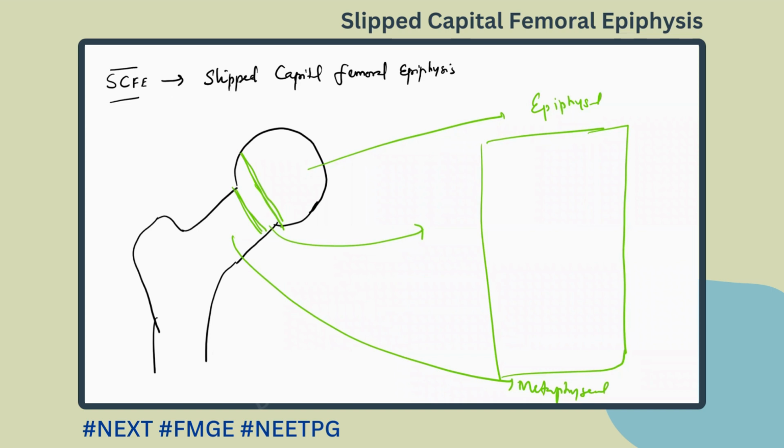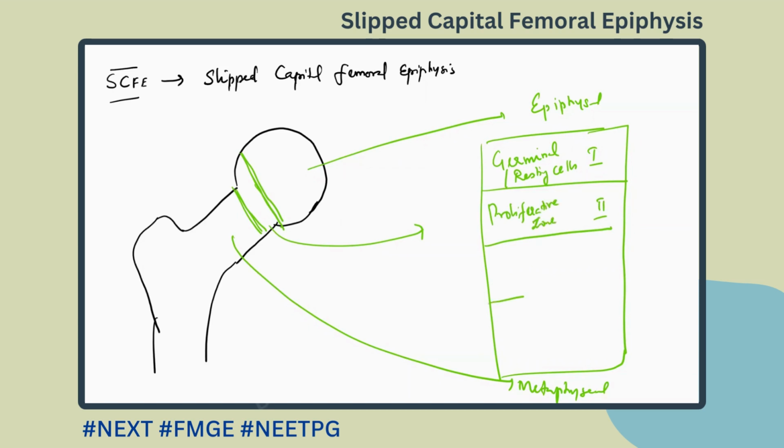The first zone is called zone 1, also called the zone of germinal cells or resting cells. They keep quiet. At times they will multiply and give new cells. That is the importance of the zone. Cells in the zone will multiply and produce new cells that go to the next zone, called the proliferative zone.